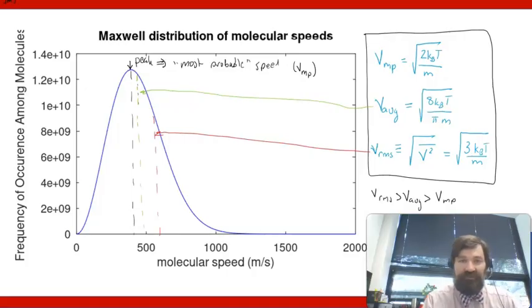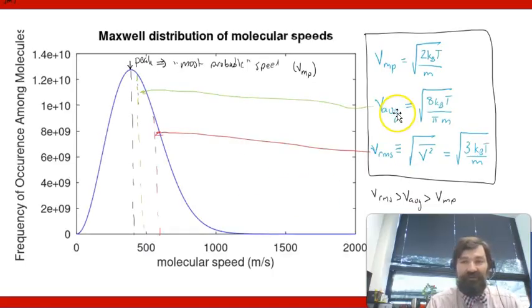Now, in a previous video, I introduced these ideas, and I did a quick example that illustrated the difference between an average and an average square. So you might want to go back to that video to look at where this number versus this number comes from, and that was discussed in the Maxwell distribution of speeds video.